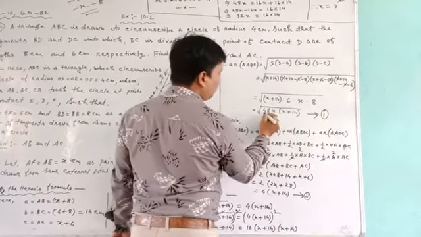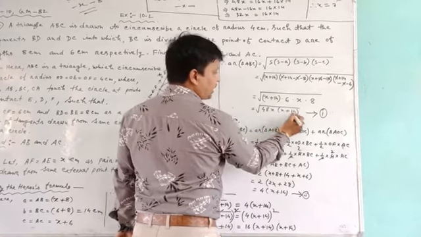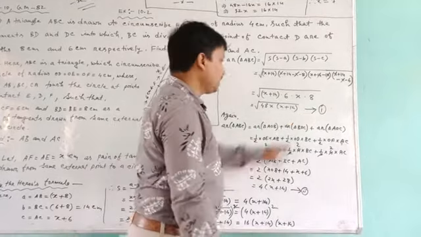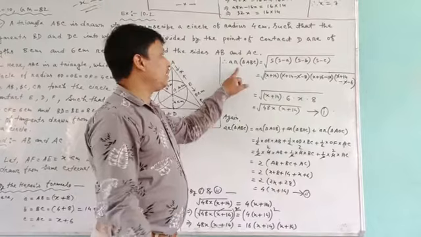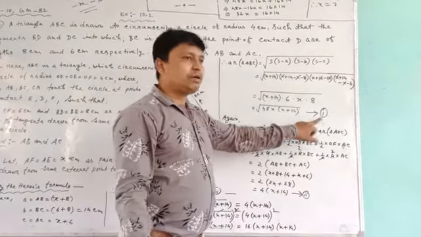Then by the calculation you will get root over 48x into x plus 14, statement number 1. This is the area of the triangle ABC.